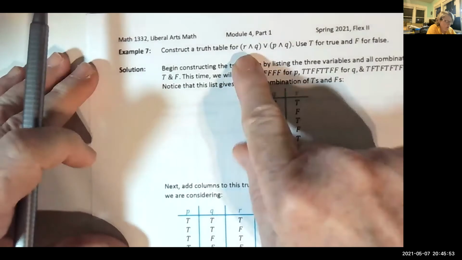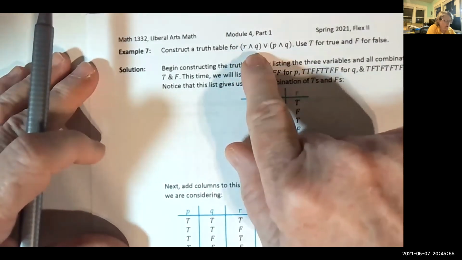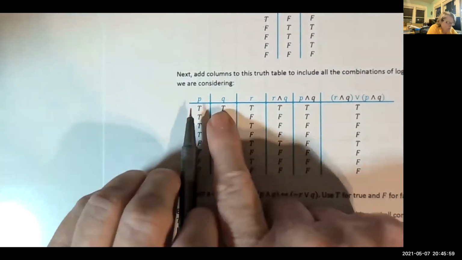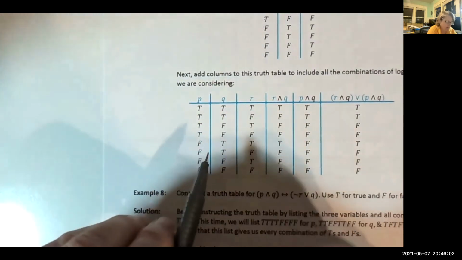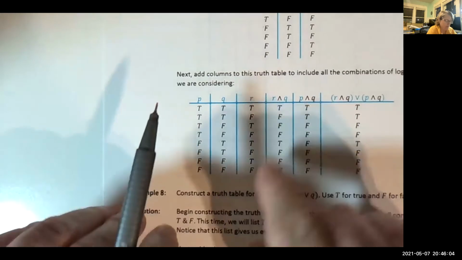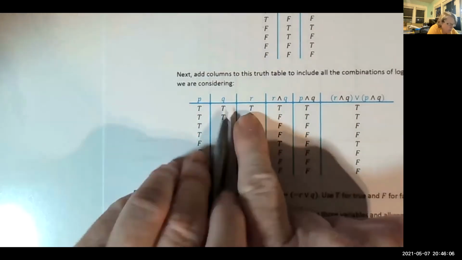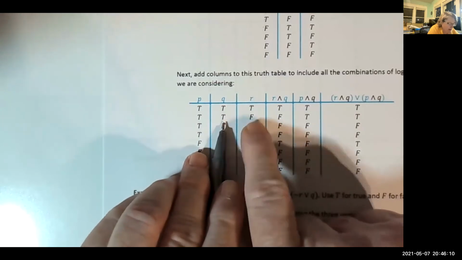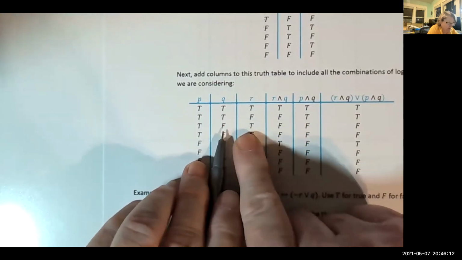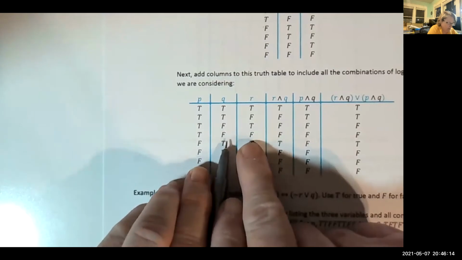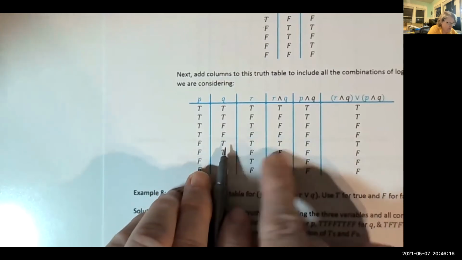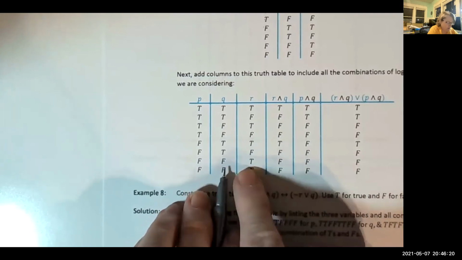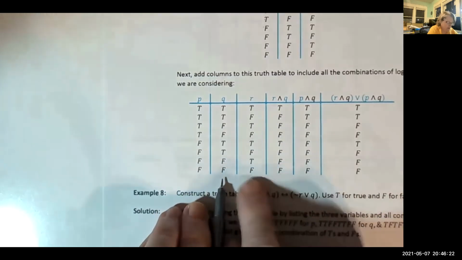We need R and Q. So here's R and Q. Remember, when we AND two things together, in order to get true, they both have to be true. So here we go. True, true is true. True and false is false. False and true, false. False and false is false. True and true, there's another true. True and false, false. False and true, false. False and false is false.